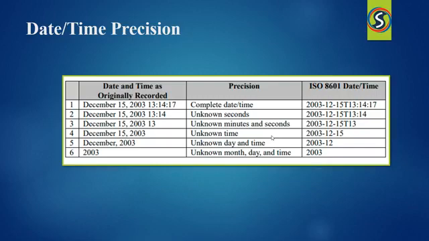So in the first observation, we can see date and time as originally recorded, like December 15, 2003, and then 13 hours 14 minutes and 17 seconds. So here the precision is complete date or time. In the ISO format, it is represented as a 4-digit year, a hyphen, 2-digit month, a hyphen, 2-digit day, and then the separator T along with hours, colon, minutes, colon, and then the seconds.